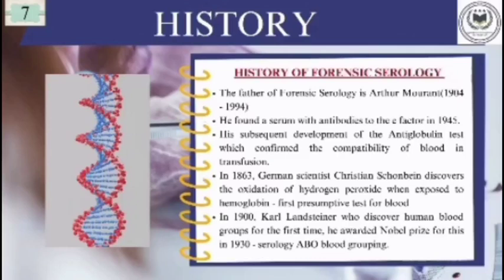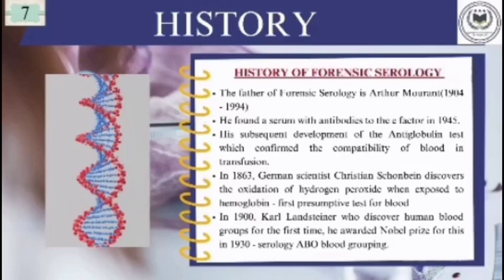And in 1863, German scientist Christian Schönbein discovered the oxidation of hydrogen peroxide when exposed to hemoglobin. It was the first presumptive test for blood. The Kastle-Meyer test, also known as the phenolphthalein test, was discovered by Joseph Hoeing Kastle in 1901 and modified by Erich Meyer in 1903. That's why the test is known as the Kastle-Meyer test. It is used to detect the confirmation of blood. Due to the presence of hemoglobin, the stain turns from colorless to pink. It detects the confirmation of blood.